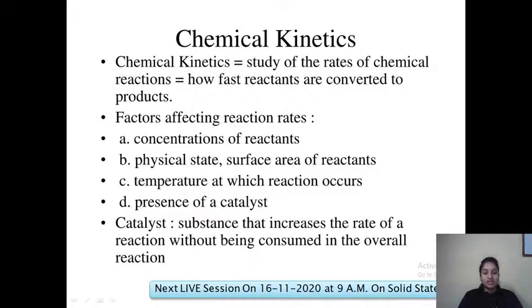Third one, the temperature at which the reaction is taking place. The temperature at which the reaction takes place is also very important.